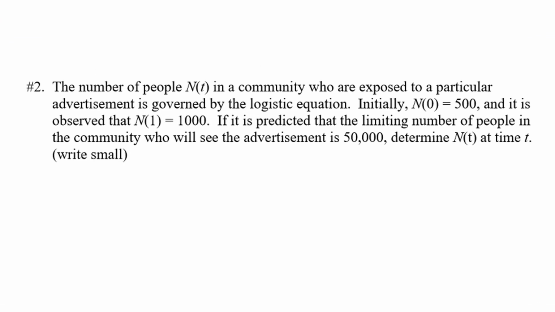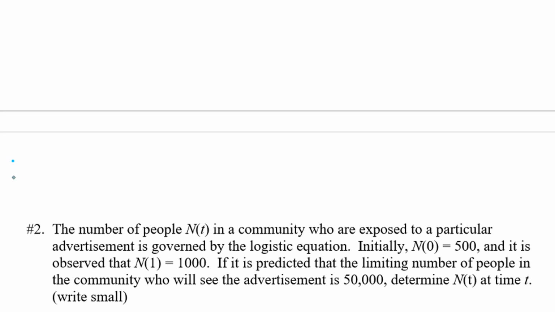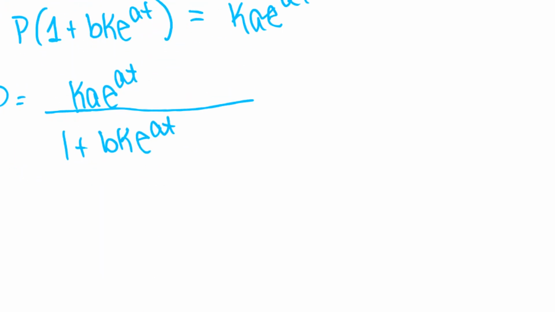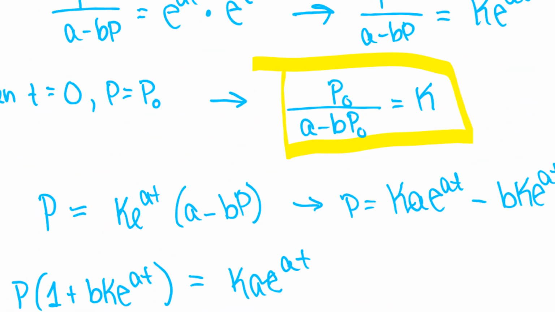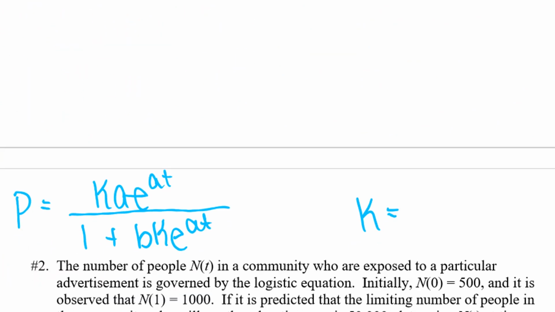So it says the number of people in a community who are exposed to a particular advertisement is governed by the logistic equation. Initially, n of 0 equals 500. So that's like our n naught or p naught. So I'm just going to rewrite the equation we had. So p equals k a e to the at over 1 plus b k e to the at. Where k was equal to p naught over a minus b times p naught.